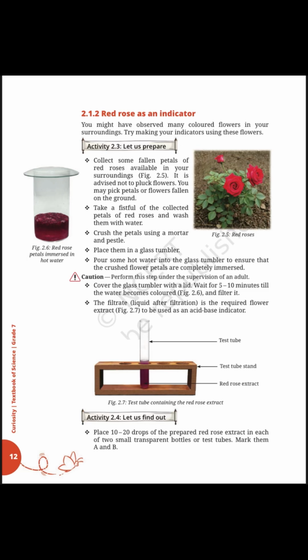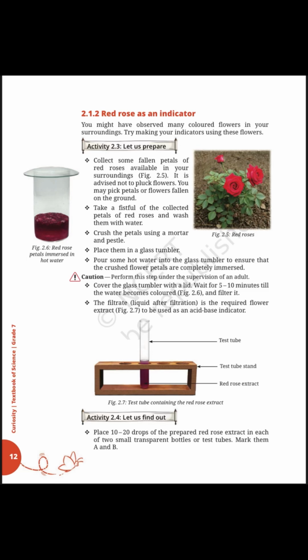Activity 2.3. Let us prepare. Collect some fallen petals of red roses available in your surroundings. It is advised not to pluck flowers. You may pick petals or flowers fallen on the ground. Take a fistful of collected petals of red roses and wash them with water. Crush the petals using a mortar and pestle. Place them in a glass tumbler.